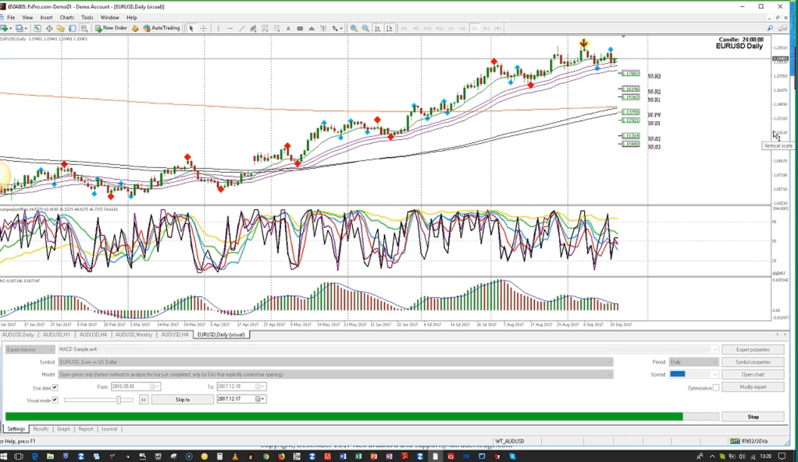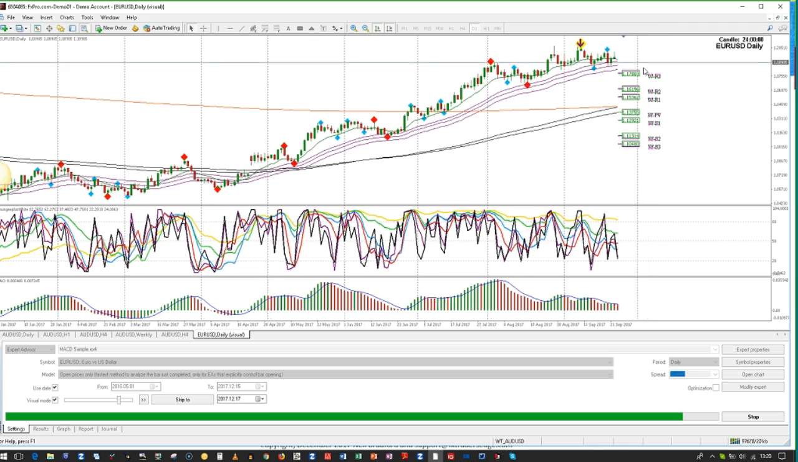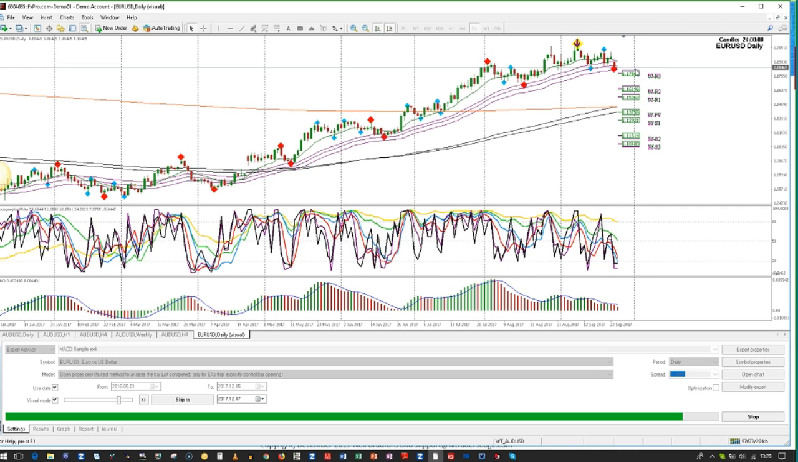And of course, the blue semaphore appeared up here, giving us a matching pair. That also gives us a clue that that little move up was over. And sure enough, there we go.